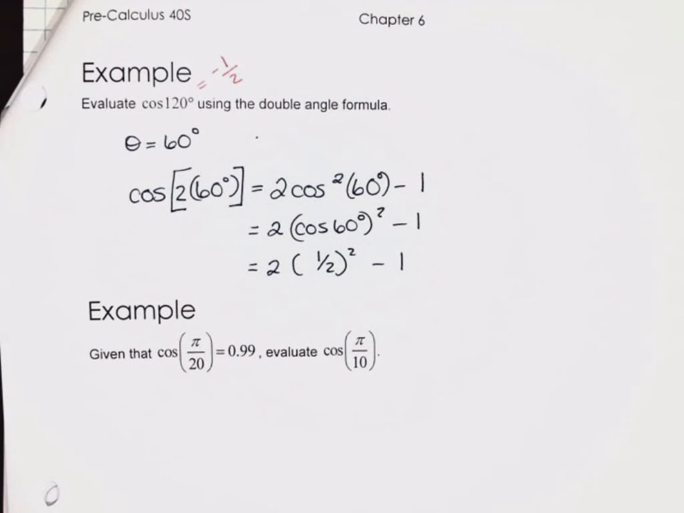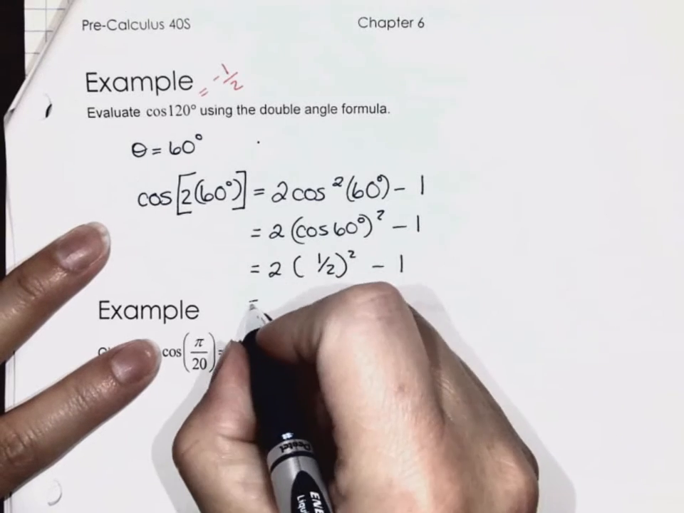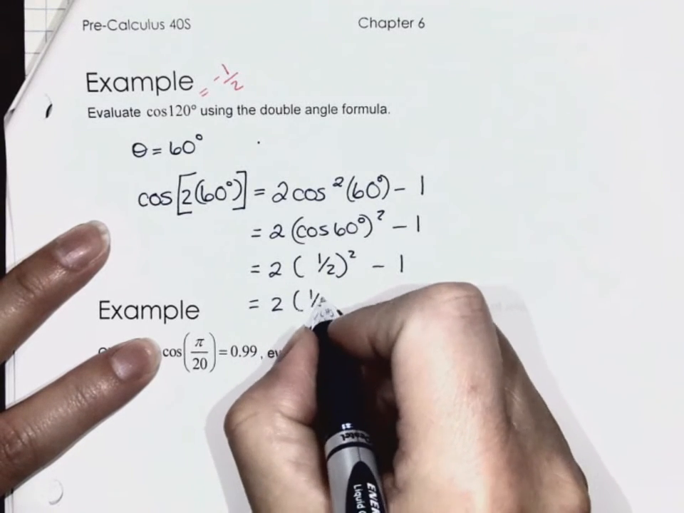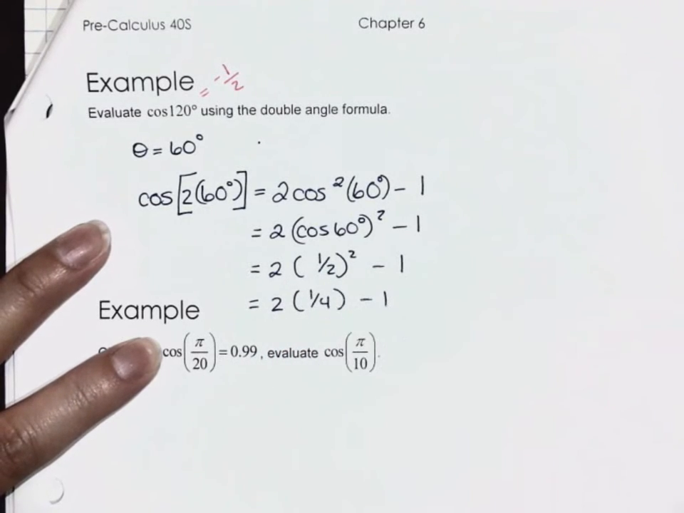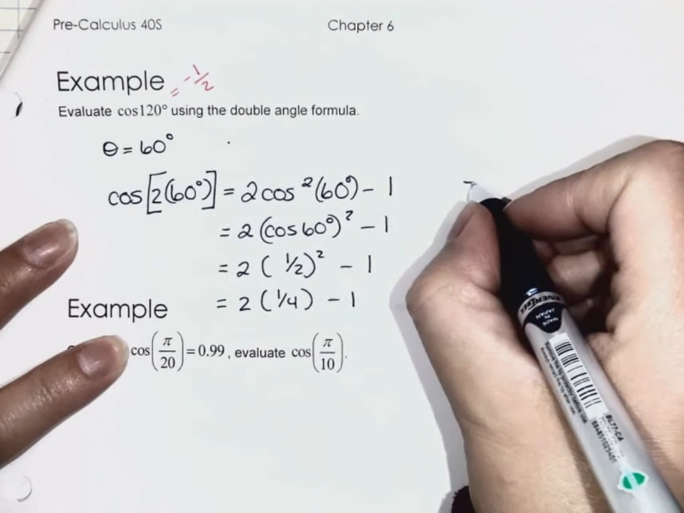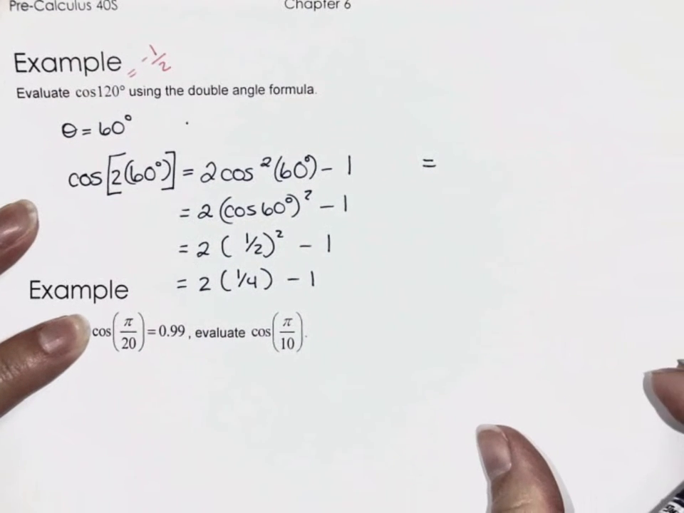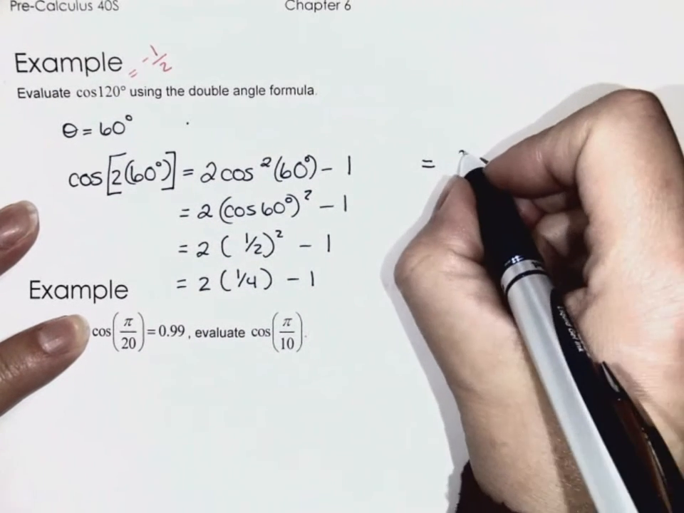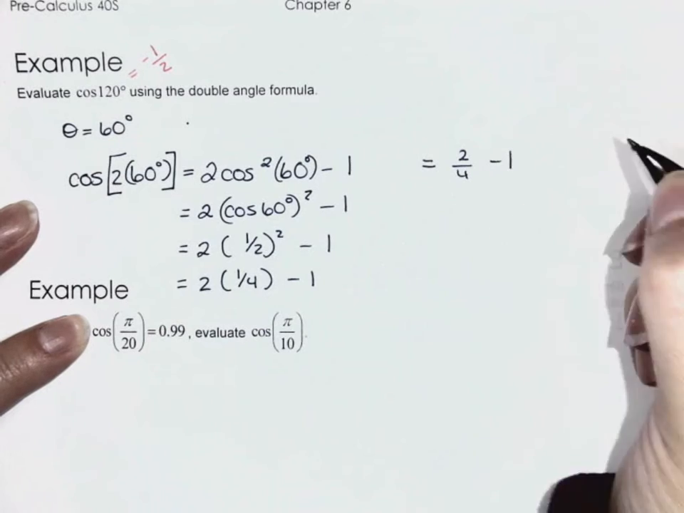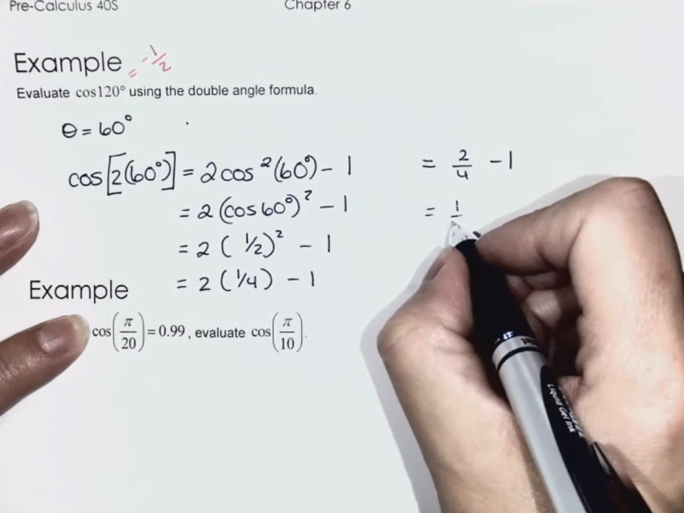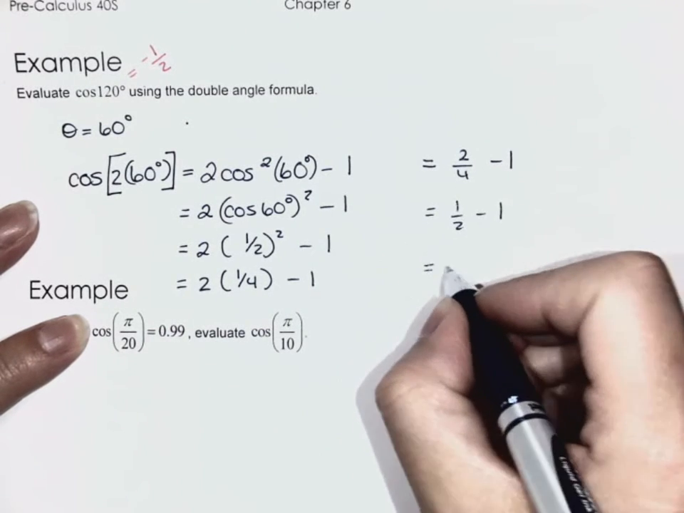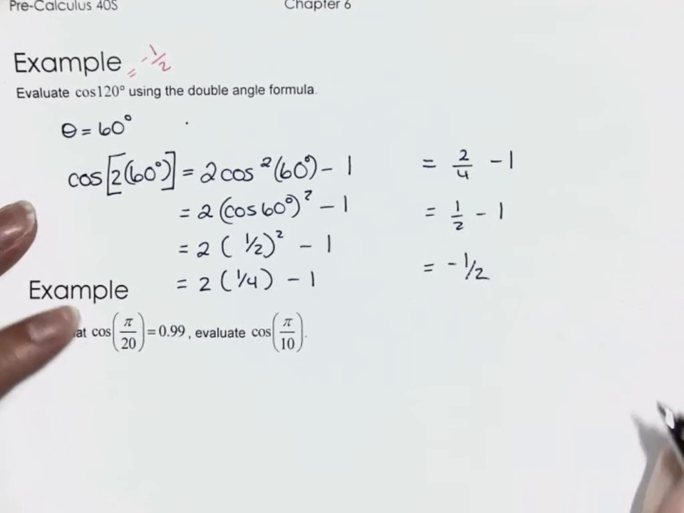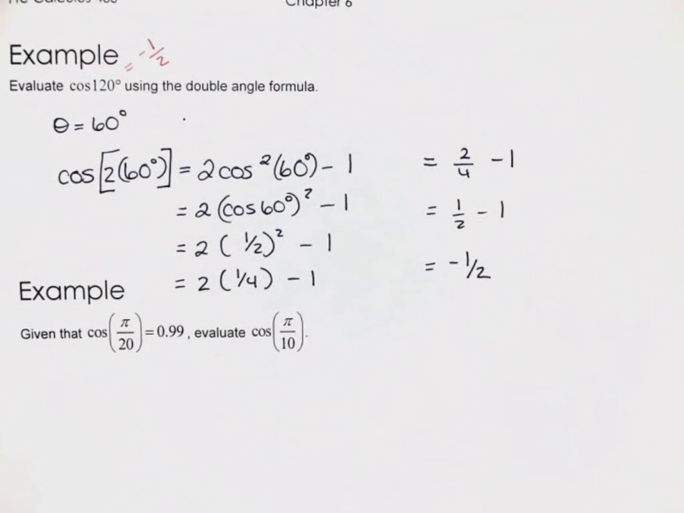So now we have to square that 1/2. I'm now out of room, so I'm going to move off to the other side. So I'm going to have 2/4 minus 1, 1/2 minus 1, negative 1/2. Does it match the answer we know is correct? Yes. Look at us, smart people.